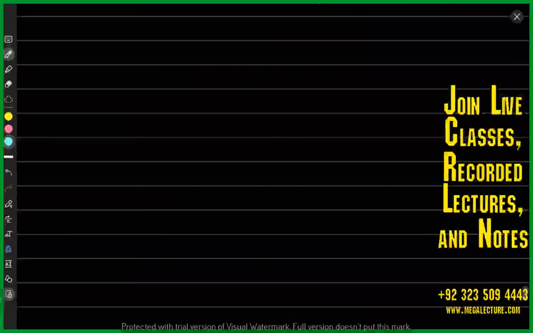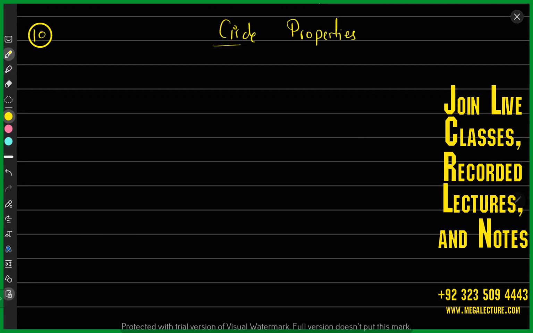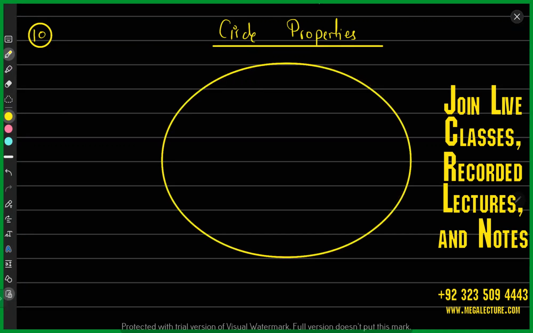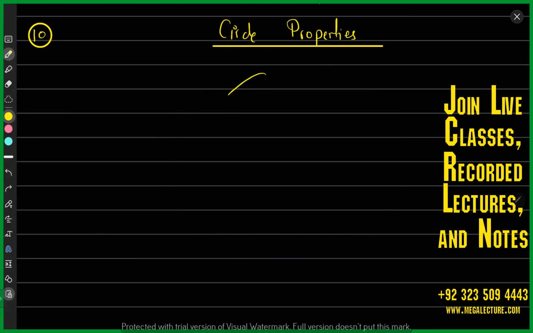Let's talk about the 10th one. Now this is important. Please pay attention, okay? From this property, we have basically started circle properties. Okay. Now imagine that you have a circle. It looks like an oval. Wait, like 1 second.